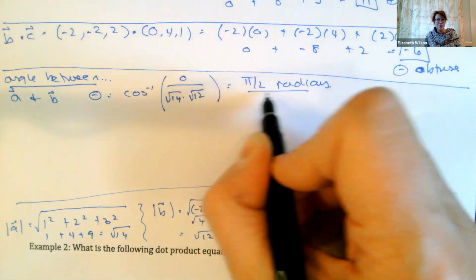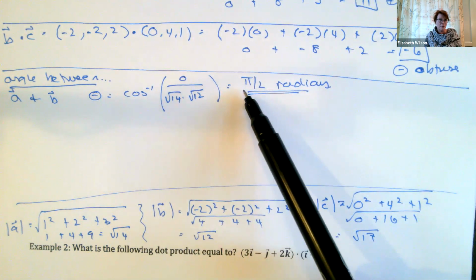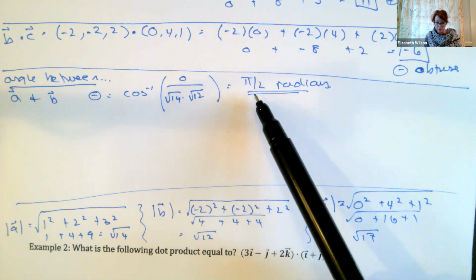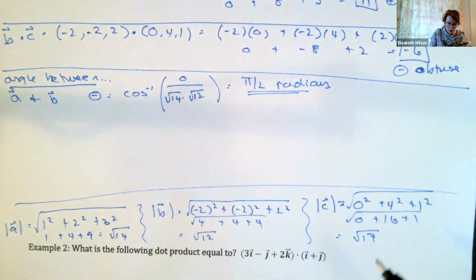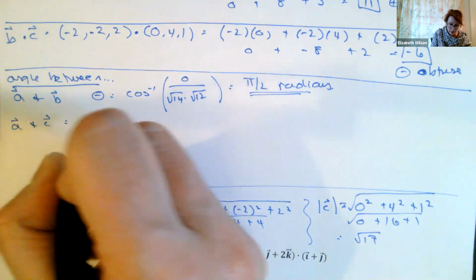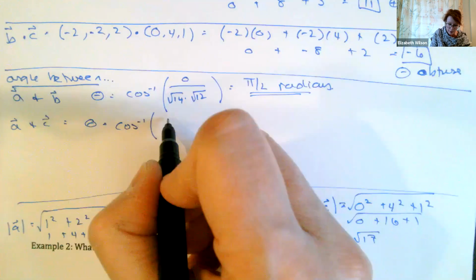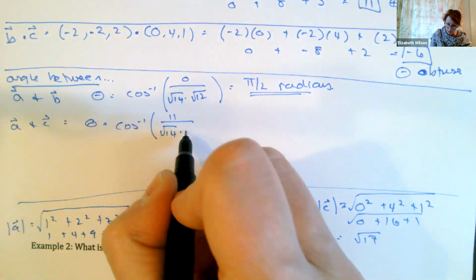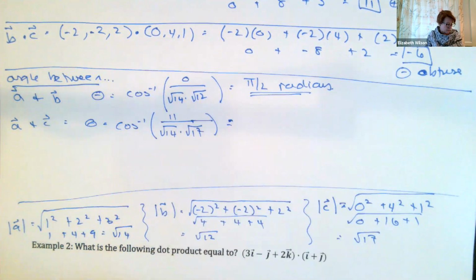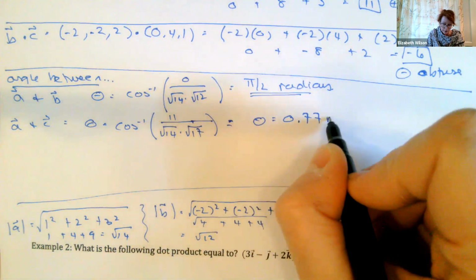Okay, be careful. My calculator actually doesn't give things to me in terms of pi. I have to be able to recognize what that looks like. It's roughly 1.5 something, because it's 3.14 divided by 2. So keep that in mind when you're looking at your calculator. All right, so the angle between A and C is going to be theta equals inverse cosine of 11 divided by radical 14 times radical 17. So I plug this into my calculator, and I get out theta equals 0.77 radians.